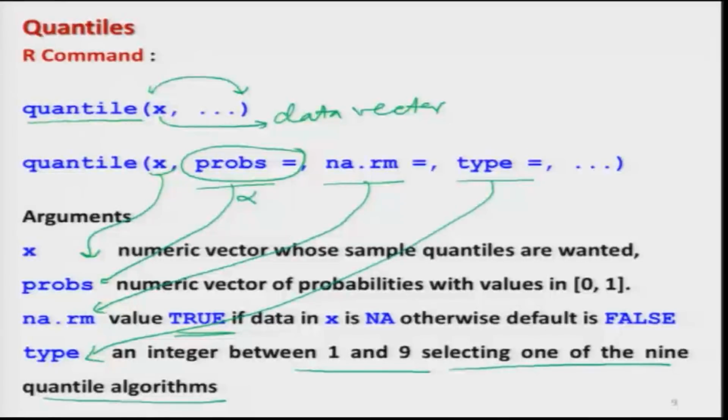Different people have given different types of algorithms to compute the quantiles. And it is possible that when we compute the quantiles based on different algorithms, their values may differ a little bit. But that is essentially the choice of the experimenter, or of those who want to compute it, which of the algorithms they want to use. So, R has this facility that you can choose any of the algorithms that is available inside the R software to compute the quantiles.